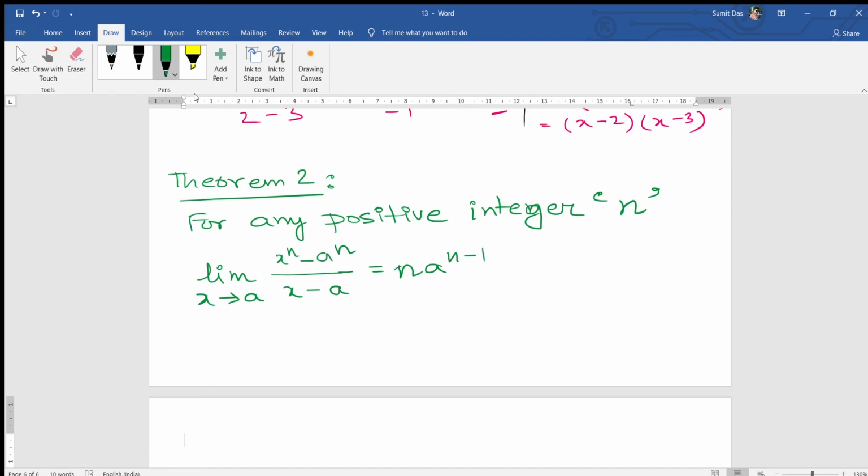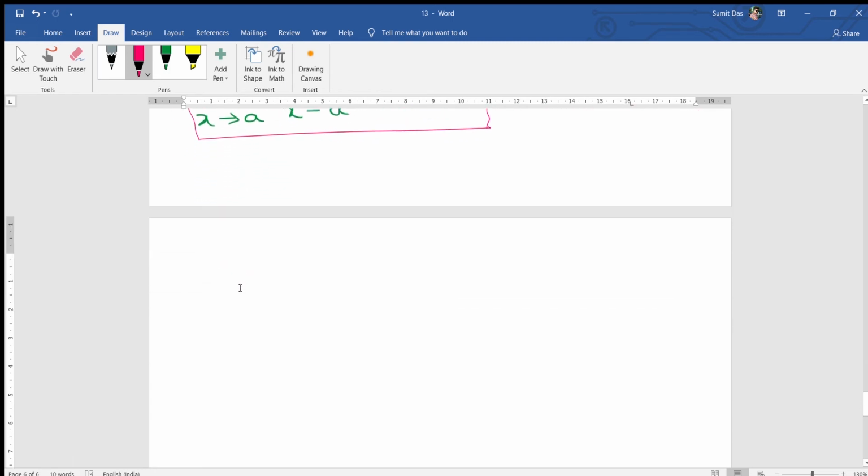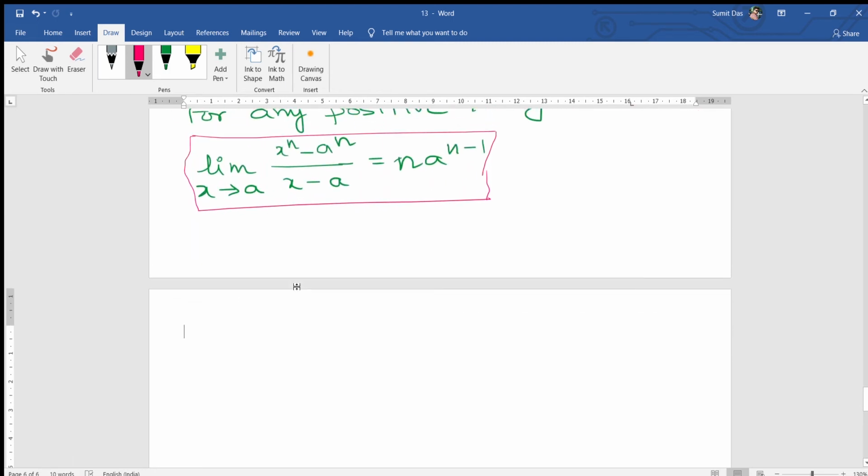So if n is any positive integer, limit x tends to a of x to the power n minus a to the power n divided by x minus a will be equal to n into a to the power n minus 1. This is a theorem, but also one formula, a very, very important formula, especially in joint entrance type and competitive exams. We can do one problem, then you will understand the use of this one. So let's do one problem.